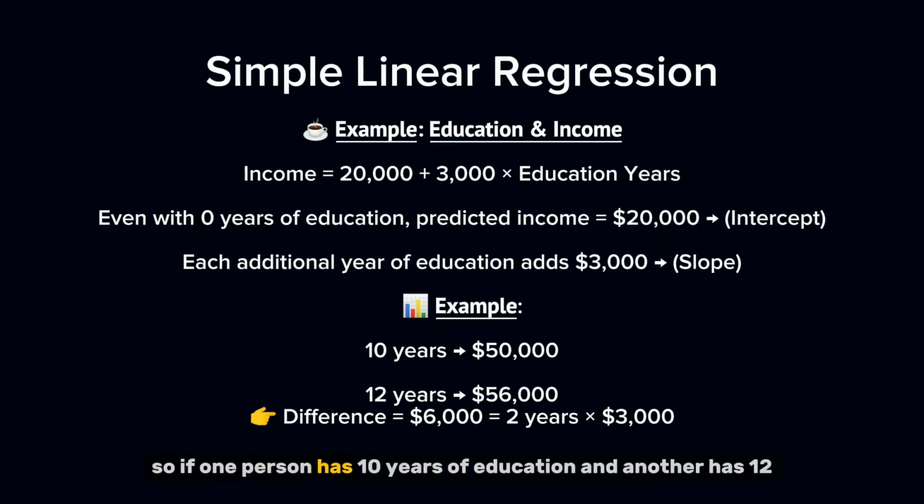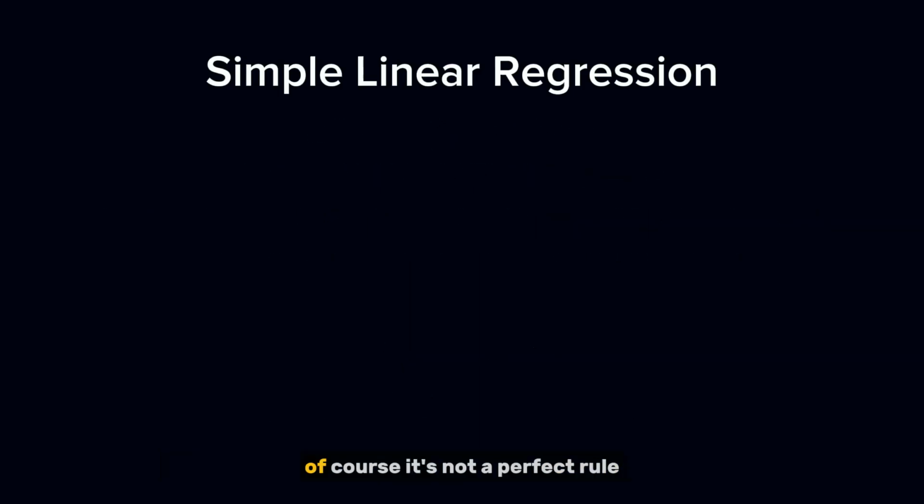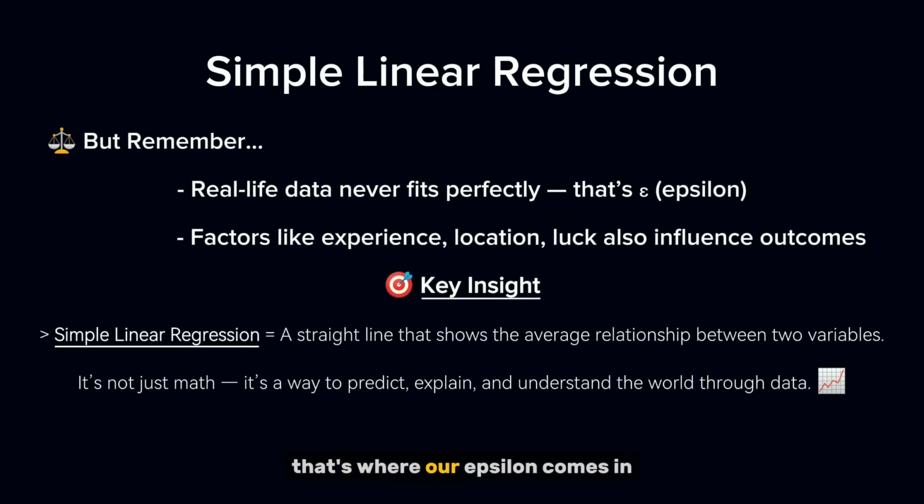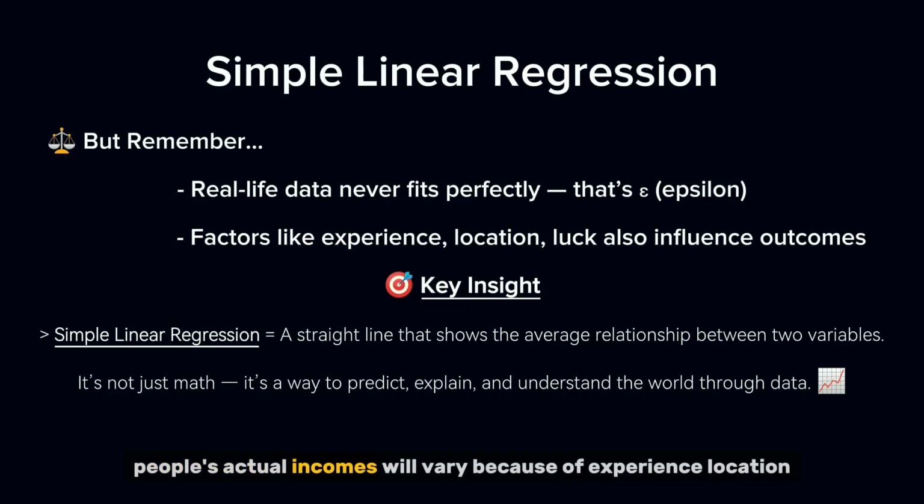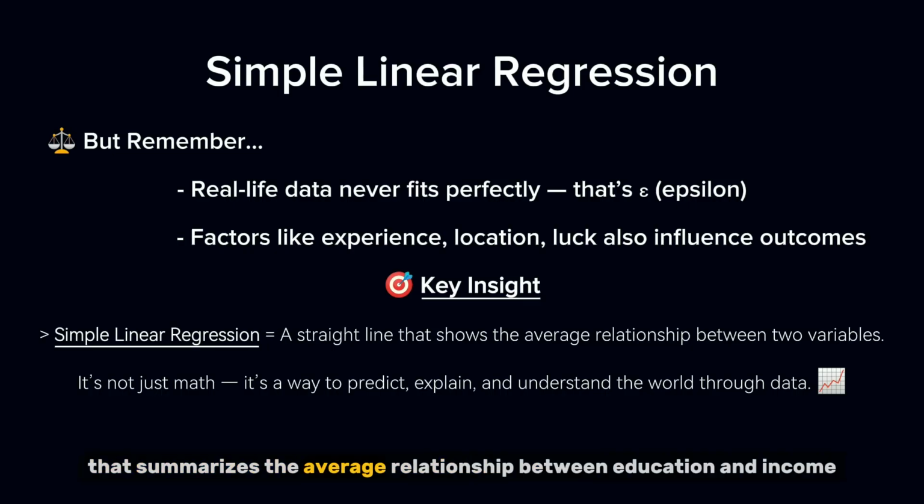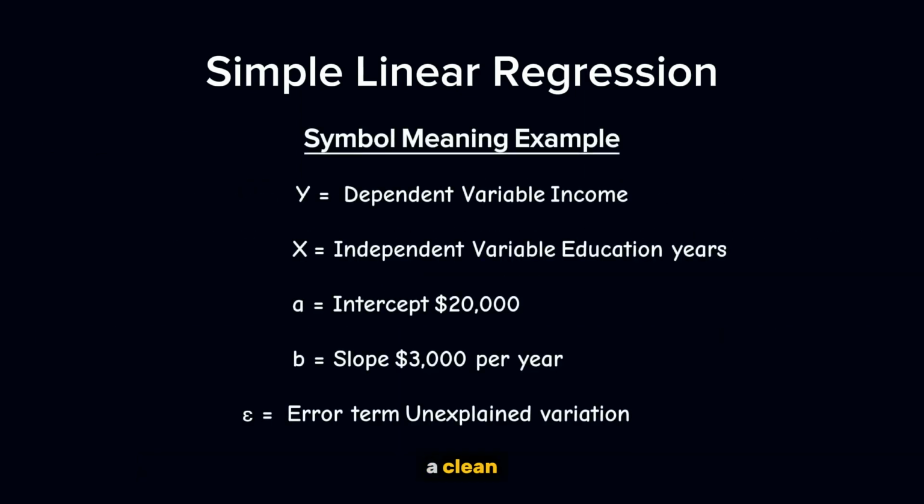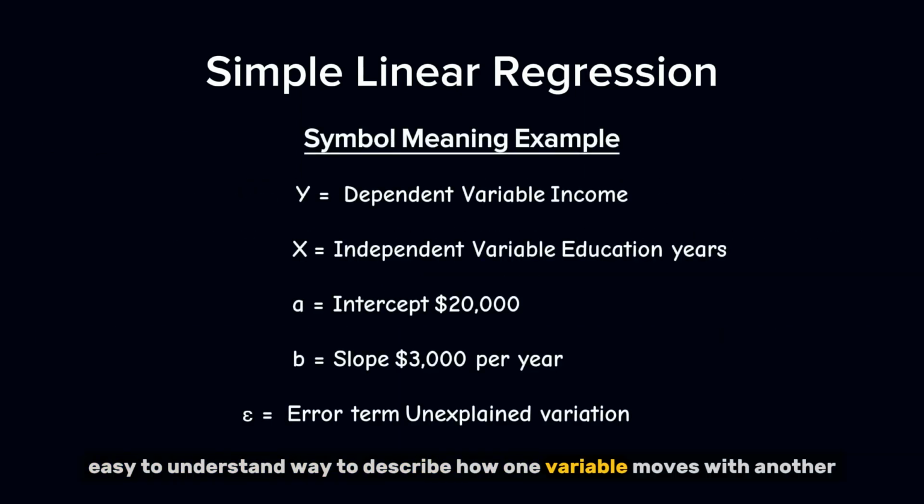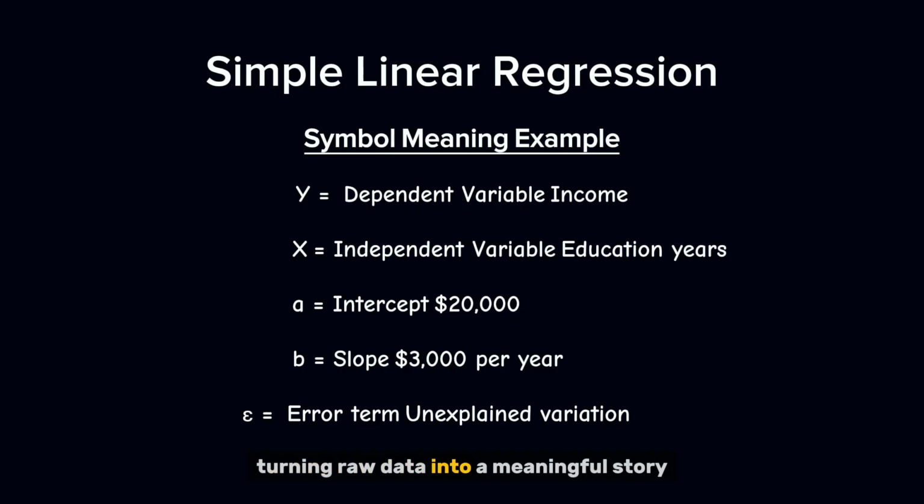So, if one person has 10 years of education and another has 12, the model predicts the second person will earn roughly $6,000 more per year. Of course, it's not a perfect rule. That's where our epsilon comes in. People's actual incomes will vary because of experience, location, luck, or other factors. But the regression line gives us the best overall fit, the line that summarizes the average relationship between education and income across all the data. That's the magic of simple linear regression, a clean, easy-to-understand way to describe how one variable moves with another, turning raw data into a meaningful story.